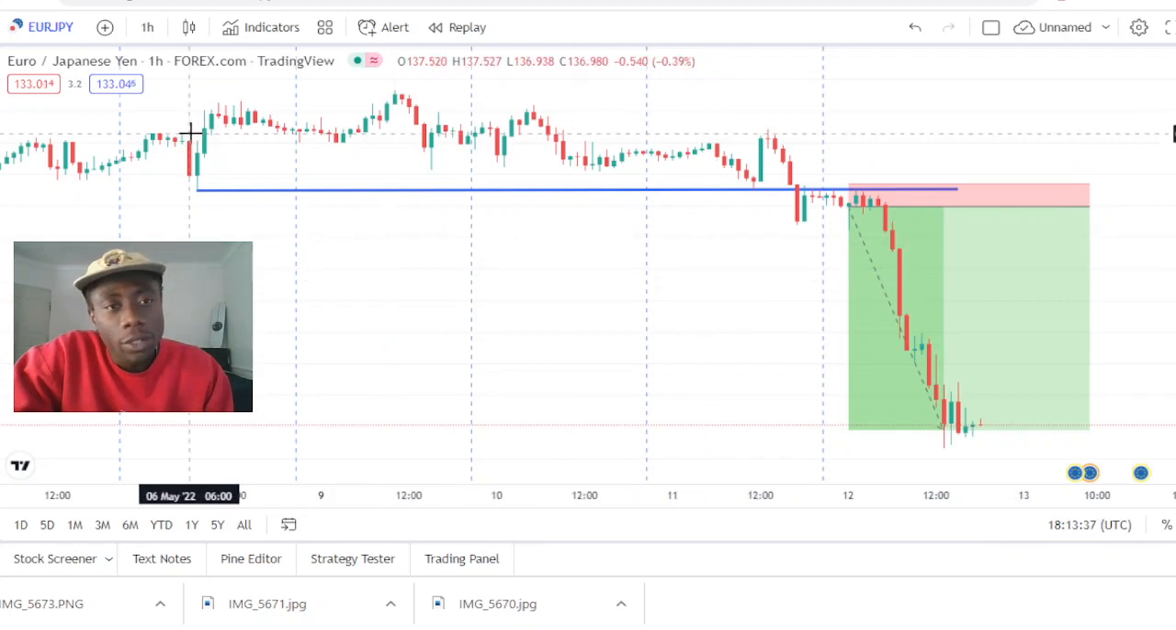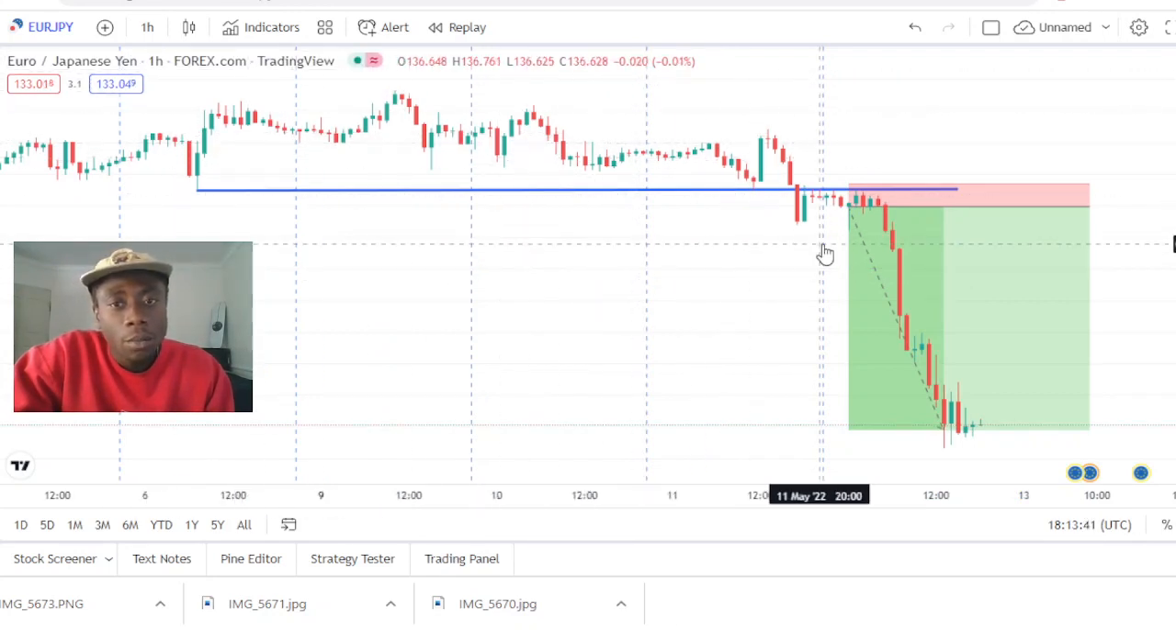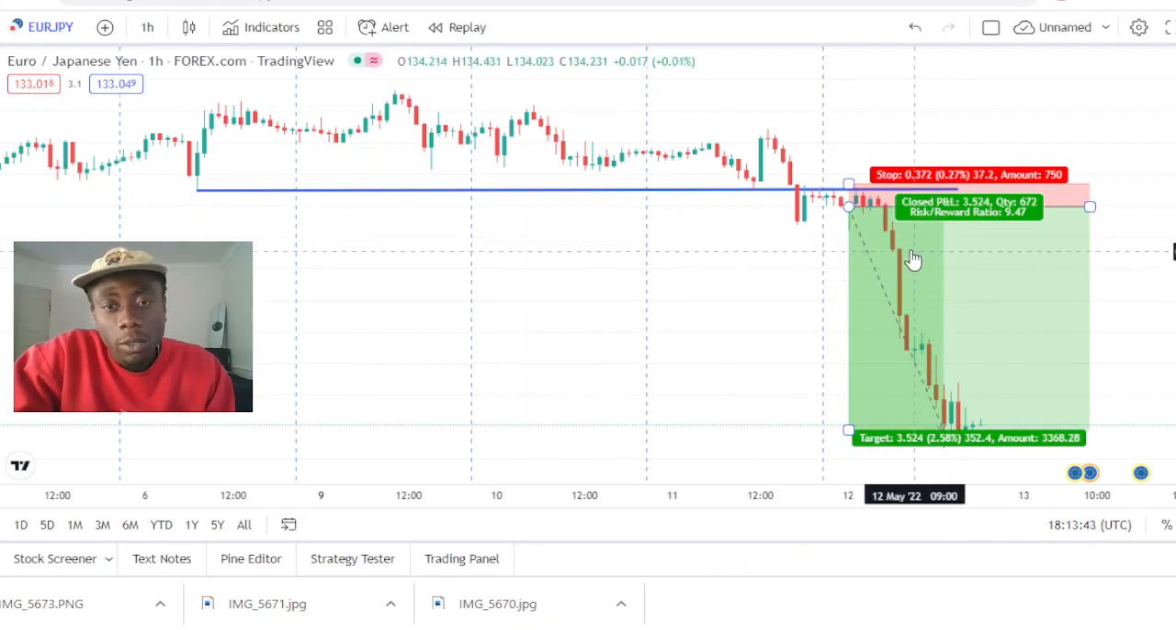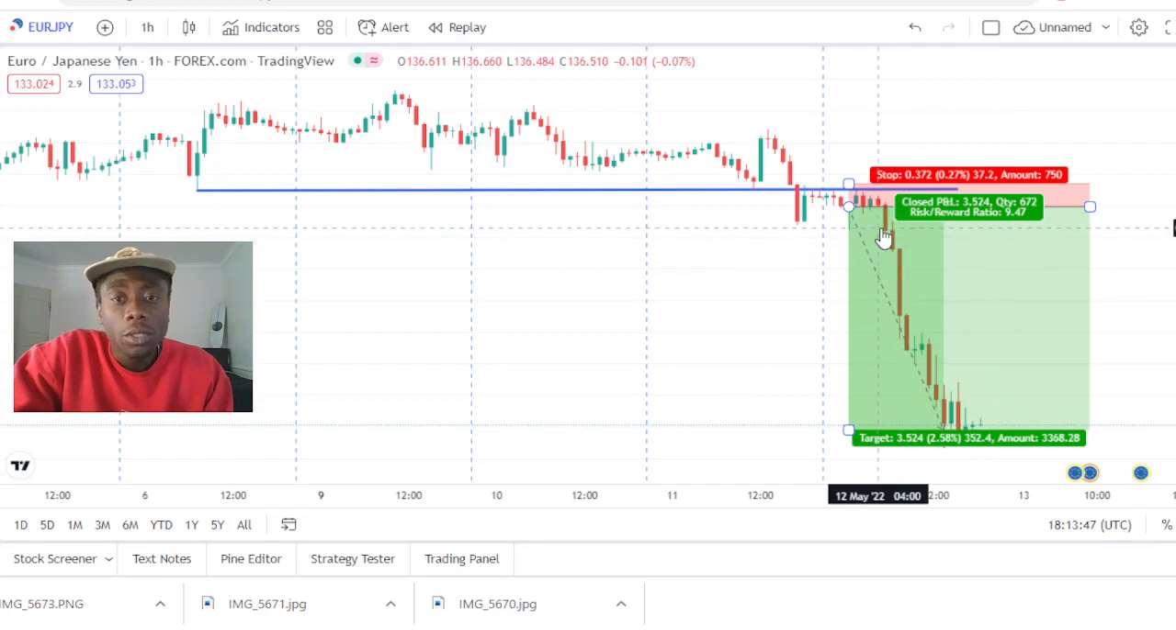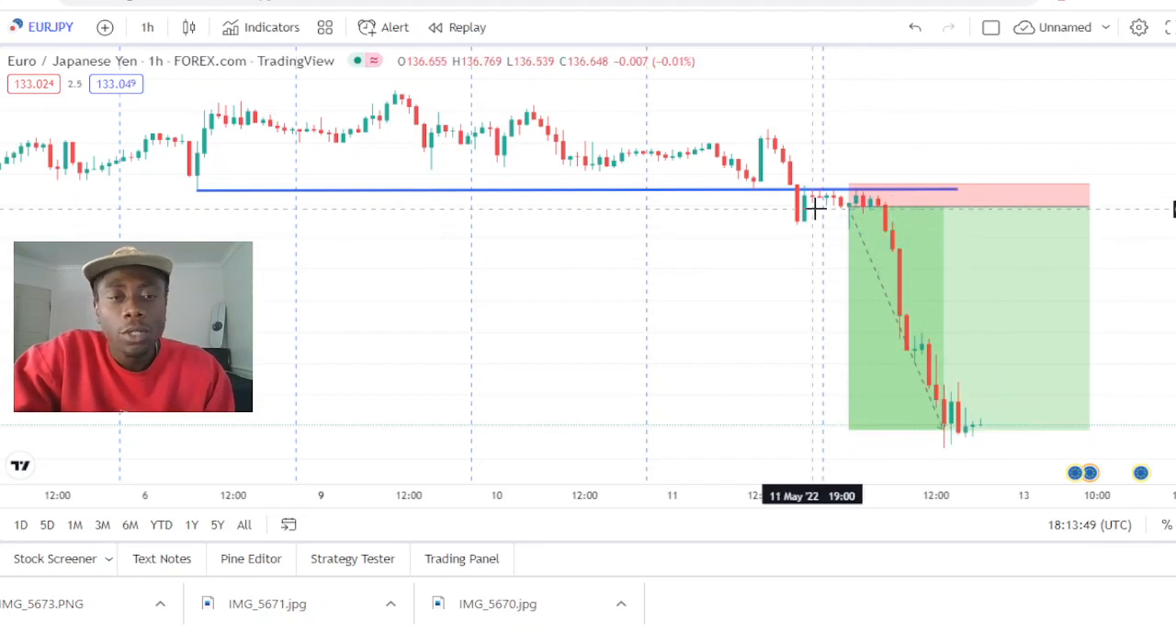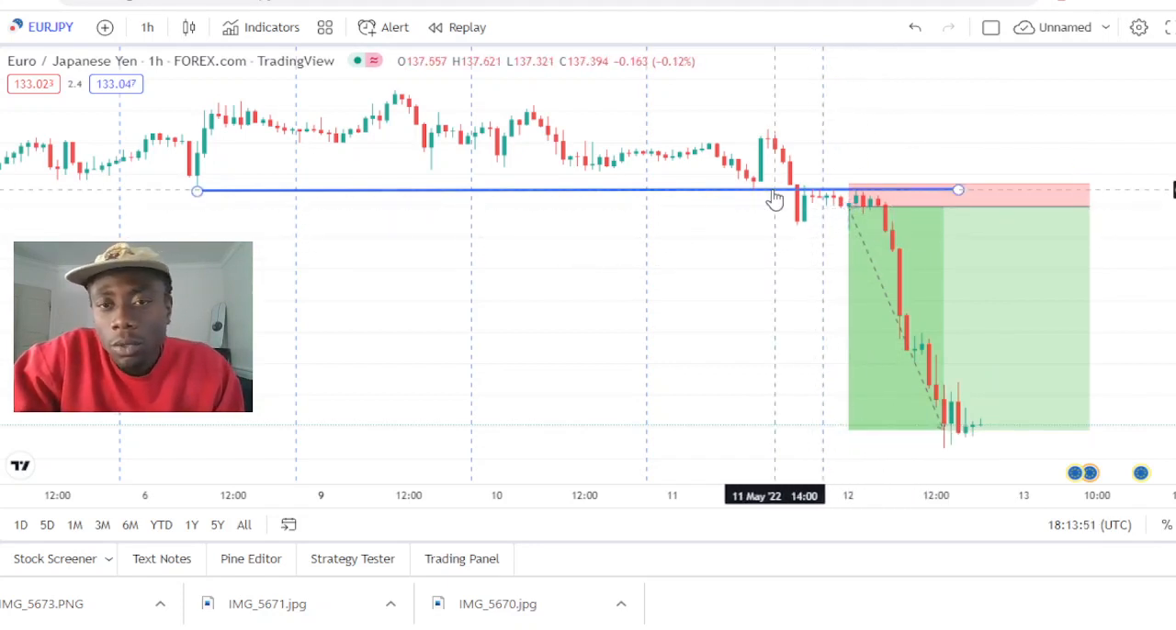Now, here I have the Euro JPY. This is the 1 hour time frame. Same thing on the TradingView. Now this one I actually posted most recently, so you won't see the freeze frame effect where you'll see the new bars loaded, but what you will see is the results of the trade.